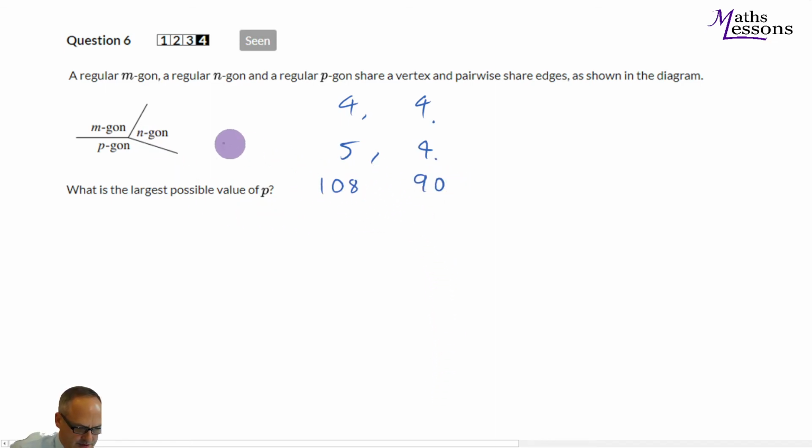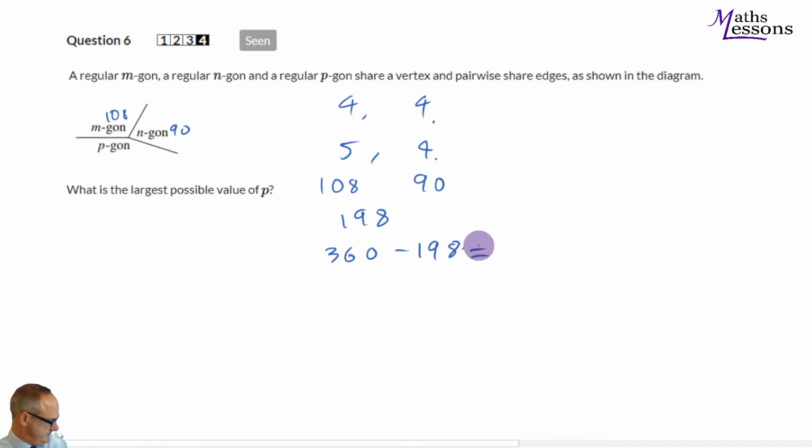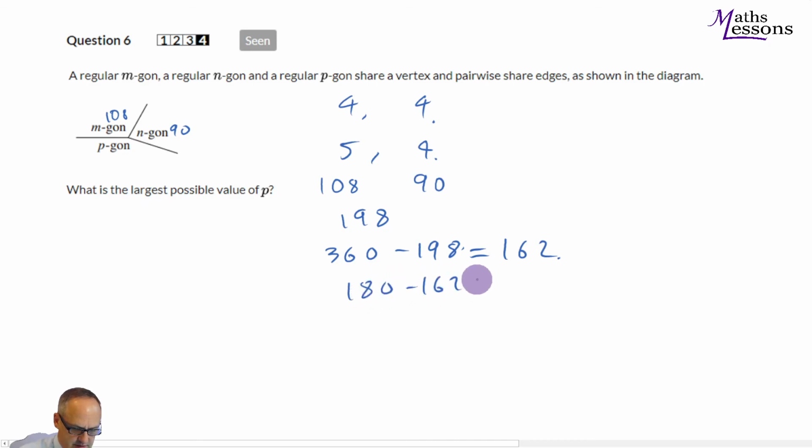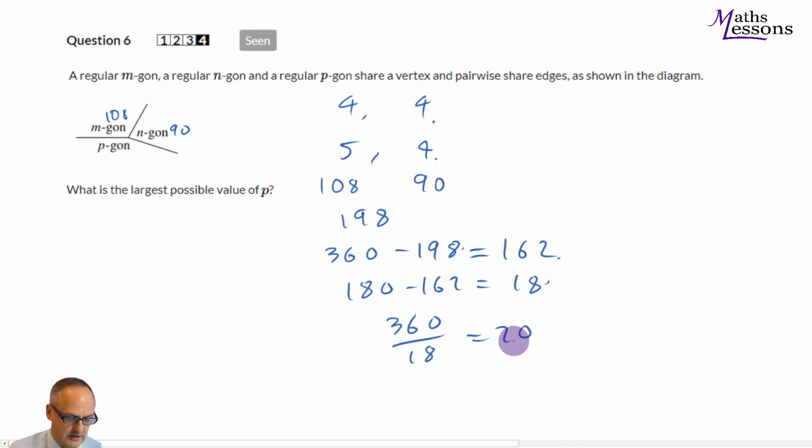So if that's 108 and that is 90, the sum of those is going to be 198. So therefore this interior angle will be 360 minus 198, which equals 162. So therefore the exterior angle of this is going to be 180 minus 162, which will give me 18. And therefore the number of sides is going to be 360 over 18, which gives me 20. Now, is that the most we can get? Well, I don't think it is.